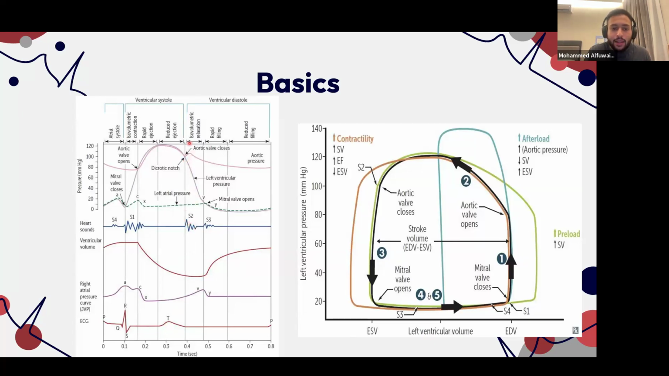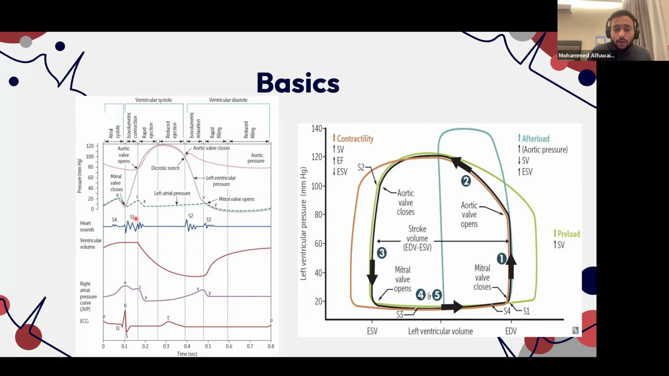Then you'll have isovolumetric relaxation, where the ventricular pressure is still higher than the atrial pressure, so the mitral valve will not open, until the atrial pressure is higher than the ventricular, which happens somewhere over here. The ventricular pressure is less than the atrial pressure, so you have mitral valve opening, and then rapid filling, and then reduced filling, and then back again from the start. This is the normal cardiac cycle.